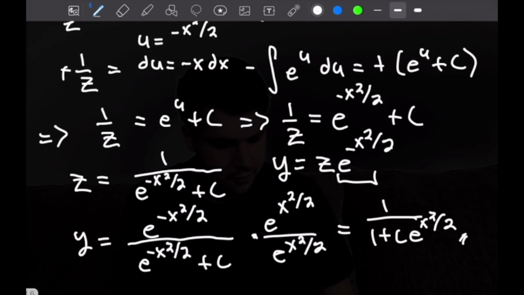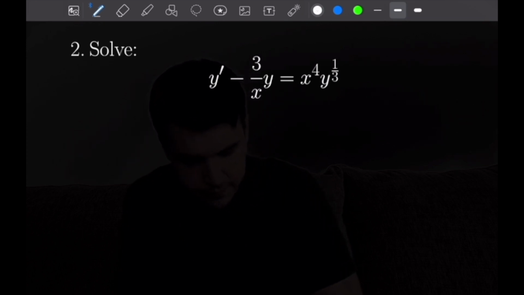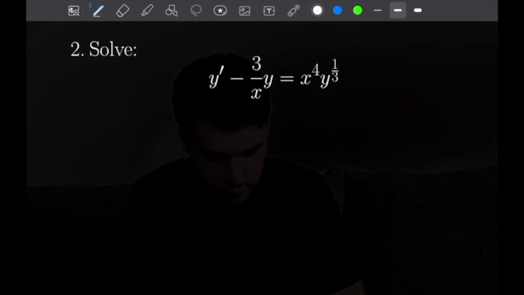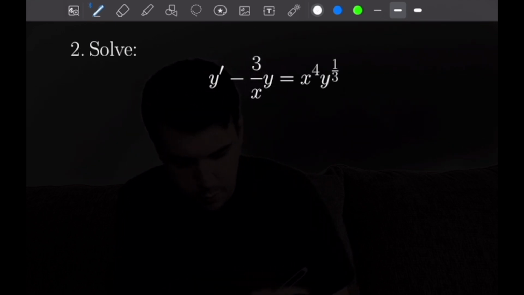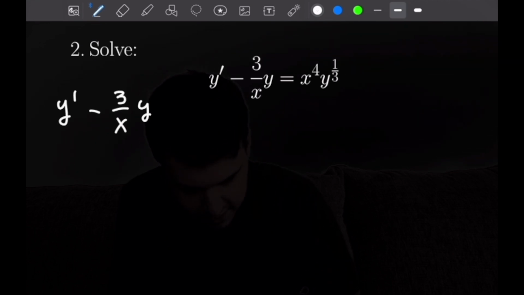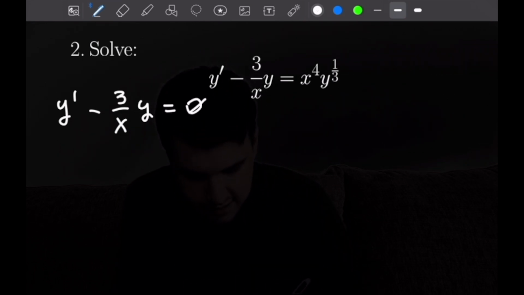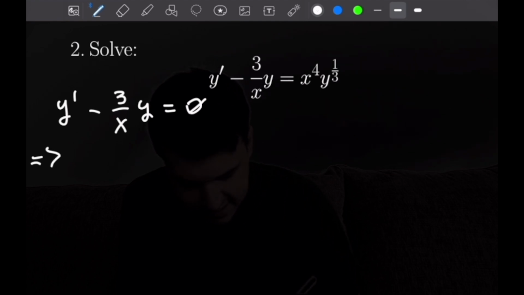So let's go ahead and jump into our next problem. The problem for number 2 is y prime minus 3 over x times y is equal to x to the 4th times y to the 1/3 power. So following the same solution process as before, let's begin by solving the associated homogeneous equation, and that will be y prime minus 3 over x times y is equal to 0. And this equation is, of course, separable. So once we separate our variables, we will get the following.